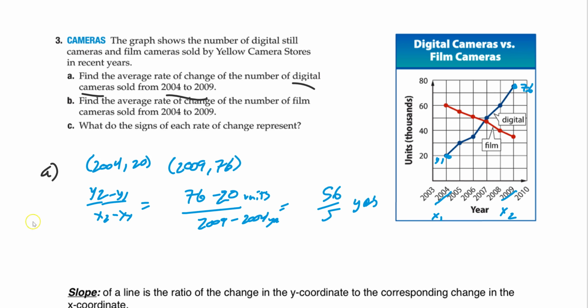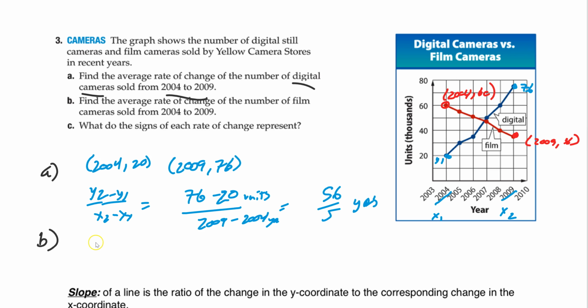Now, B says to do the same thing for the number of film cameras sold. People don't use film anymore, so you can see it's going down. I'm going to do the same thing a little faster this time. Right here we're going to have 2004 and 60. And right here we're going to have 2009, and rounding again, 36.